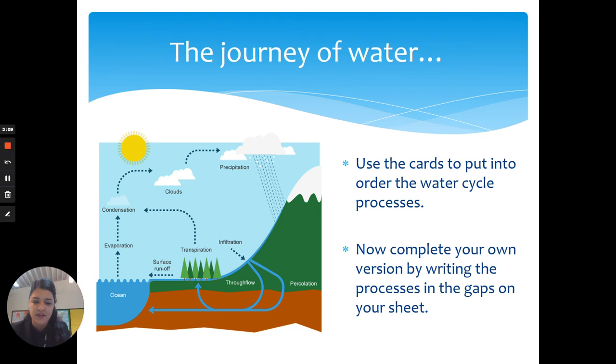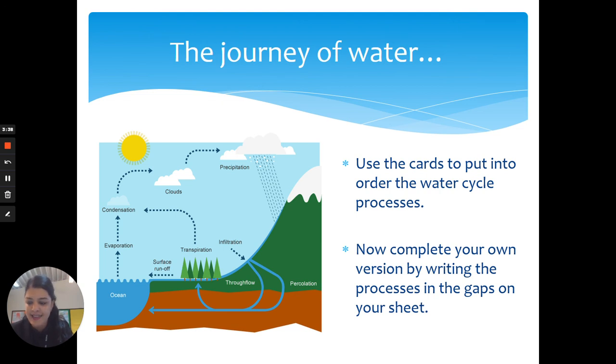So hopefully by now you should be able to understand that we've got water that is heated up by the sun, causing it to evaporate, or it could transpire, and that's when it comes off plants or animals. We then have condensation, where we start to see that water vapor beginning to cool. The collection of this leads to clouds, and eventually those clouds become so heavy that we have precipitation. So precipitation can involve rain, it can involve sleet, hail, or snow. So there's 4 types there.